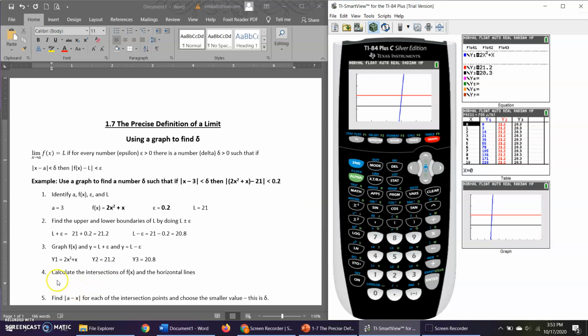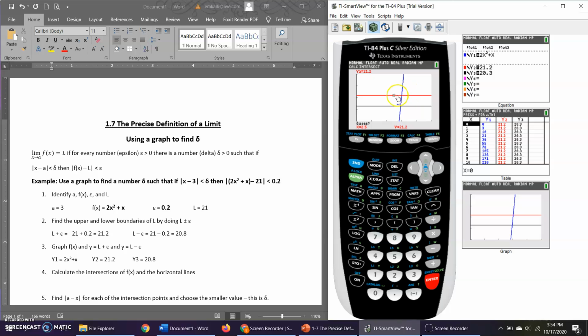So next, I'm going to calculate the intersections of f of x and the horizontal lines. So I'm going to hit second and trace, and I'm going to select number 5, which is the intersection. Now it's asking me for the first curve, and I see that it's giving me the quadratic, which is what I needed. So I'm going to hit enter. The second curve is giving me the y2 value, which is okay. I can use that one. So I'm going to hit enter.